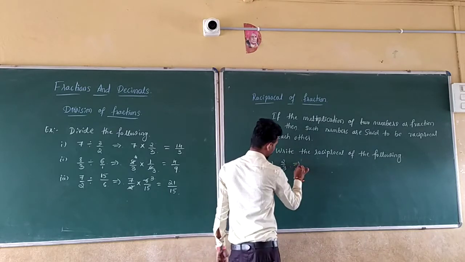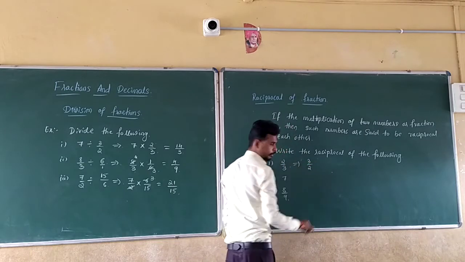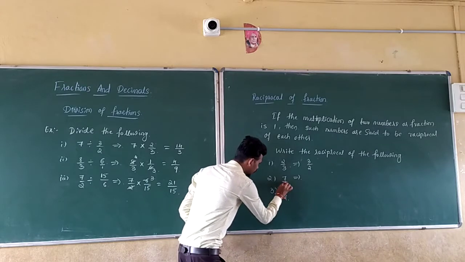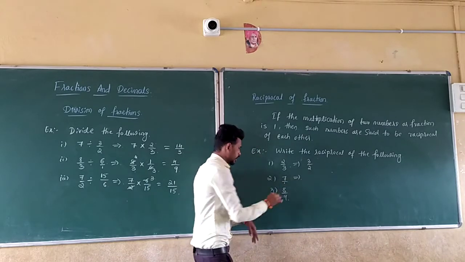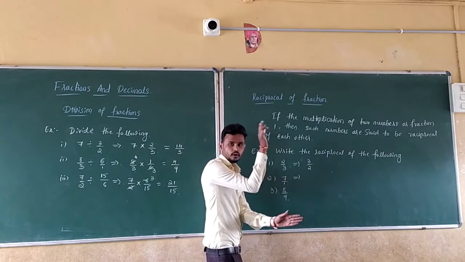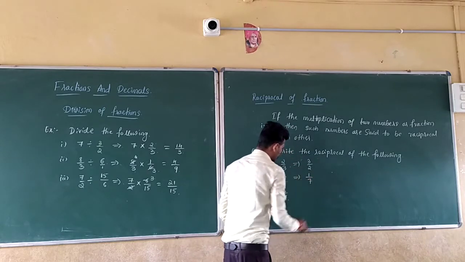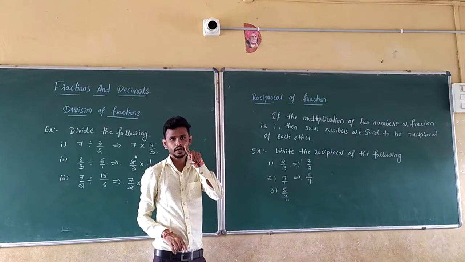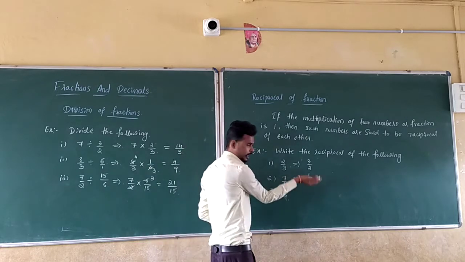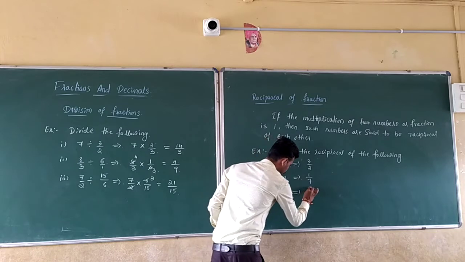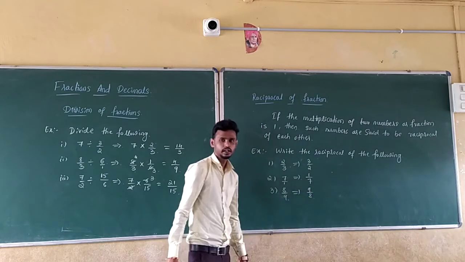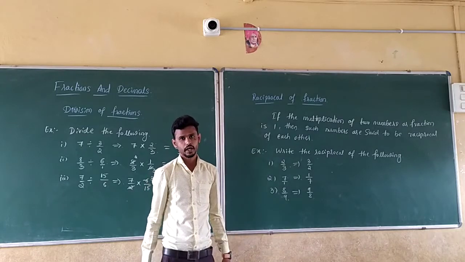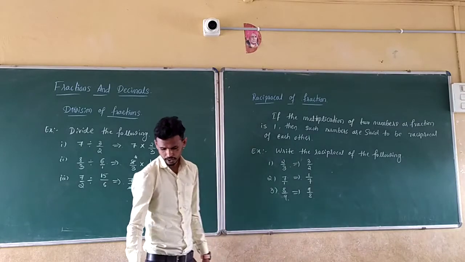Okay, the reciprocal of 2 by 3 is 3 by 2, and the reciprocal of 7 is what? In the denominator, nothing means always 1. So the reciprocal of 7 by 1 is 1 by 7. If nothing is in the denominator, just remember that it is 1. So 7 by 1 becomes 1 by 7, and 8 by 9 becomes 9 by 8. So this is about the reciprocal of fractions. Now let us see next.